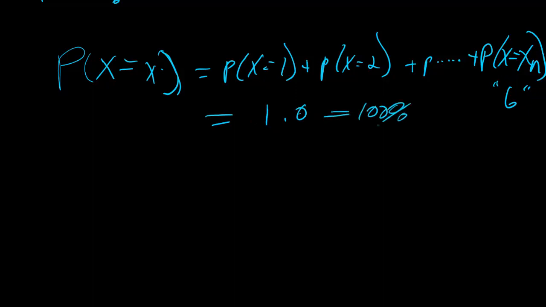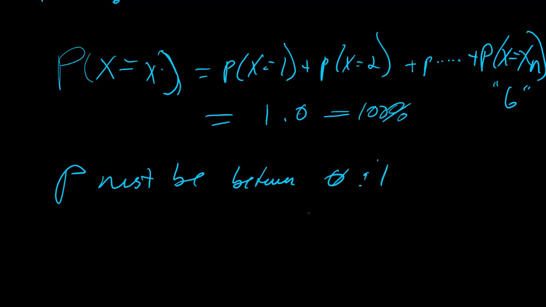What does that mean? It means that if I roll a die, what is the probability that I'll get a number? If I roll a die, it'll be 100%. Okay. Probabilities must be between 0 and 1, where 0 means they will not happen, and 1 means they must happen.